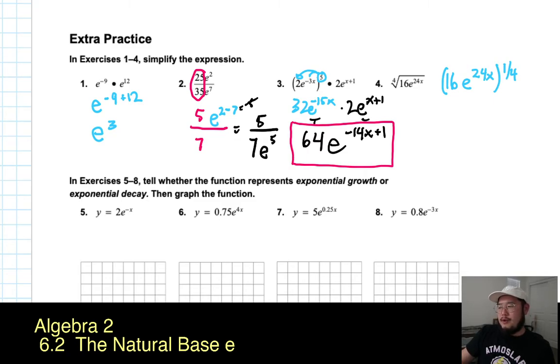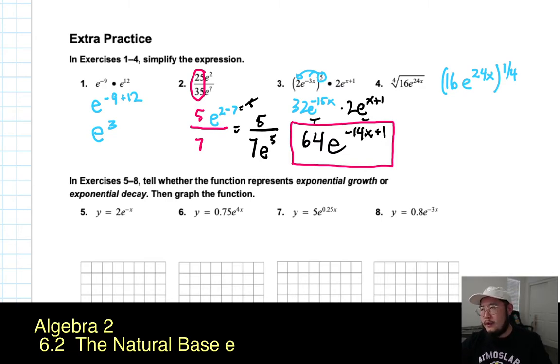So, remember, when I raise a power to a power, I can multiply them. But what about that 16? You've got to remember, hey, I could possibly take the fourth root of 16. We could also do it without a calculator and rewrite this 16 as 2 to the 4th power. So if I rewrite it as 2 to the 4th power, then when I take 4 and raise that to the 1/4 power, I multiply. And then that becomes 1. So that becomes 2 to the first power, or just 2 by itself. So that's the thought process of what I'm doing right here.